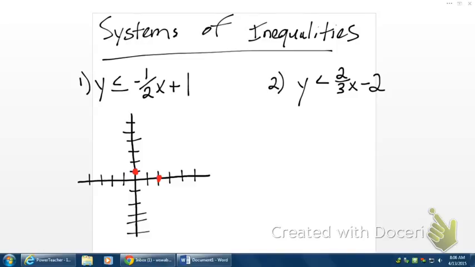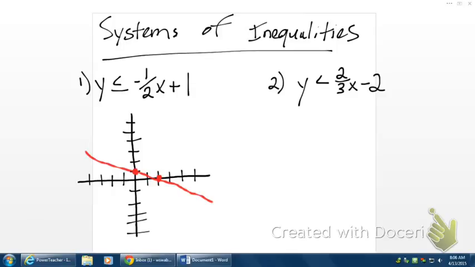Now, am I going to have a solid or dotted line? Solid. Why solid? Yeah, because it's equal to. Okay? Doesn't have to be perfect right now. It's going to look something like that.